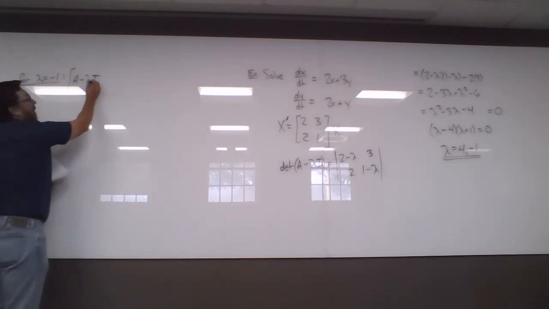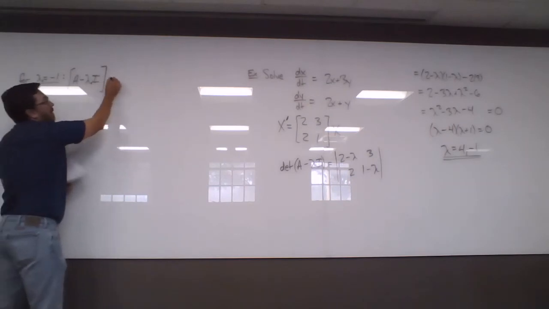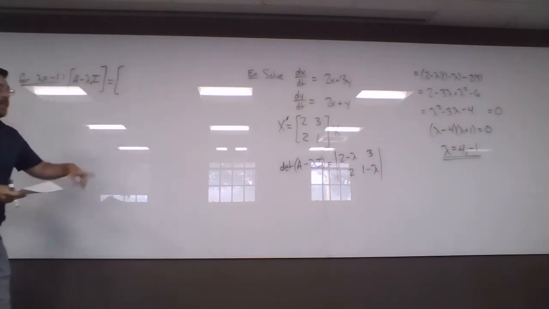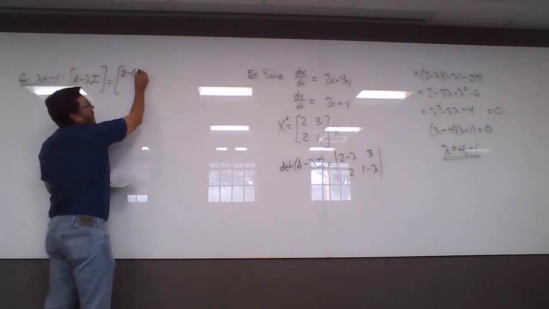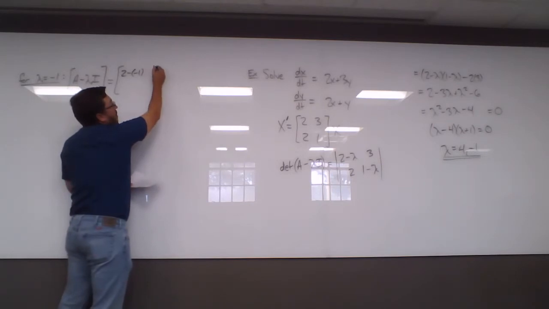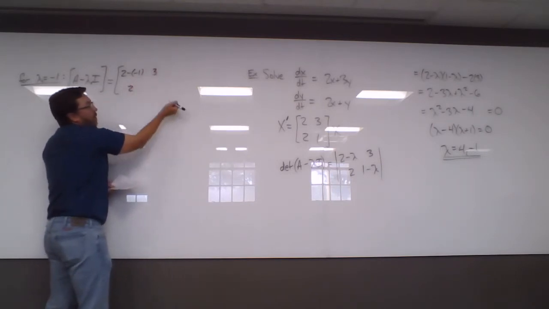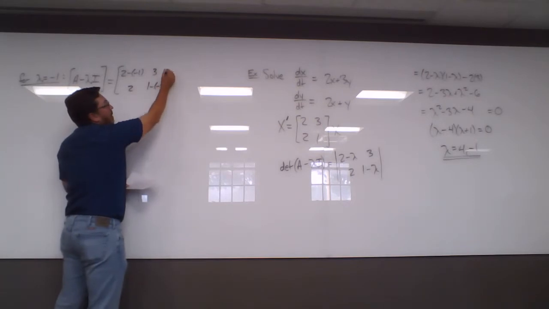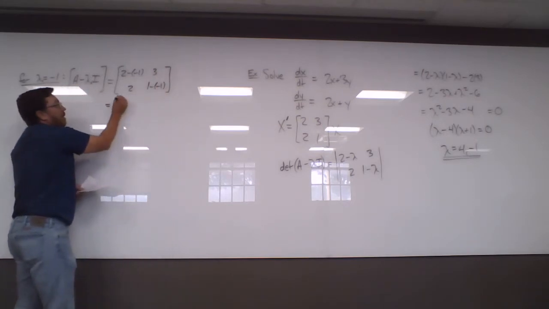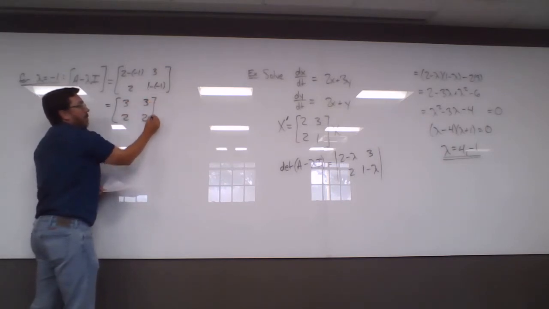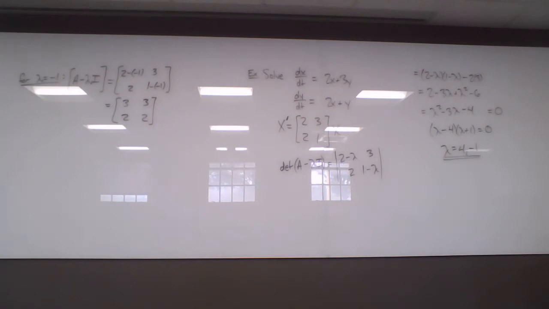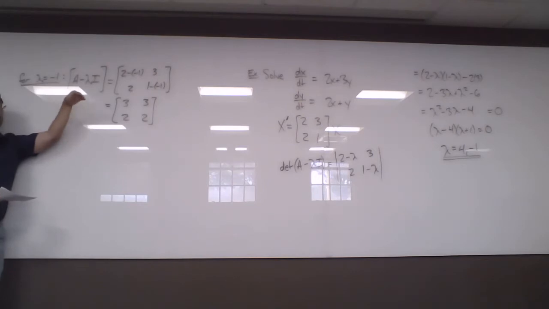A minus lambda I in this case is going to be 2 minus negative 1, and then 3. This one will stay 2, and then we have 1 minus negative 1. So this is just the matrix [3, 3; 2, 2]. Just plugging in the specific eigenvalue into A minus lambda I there.